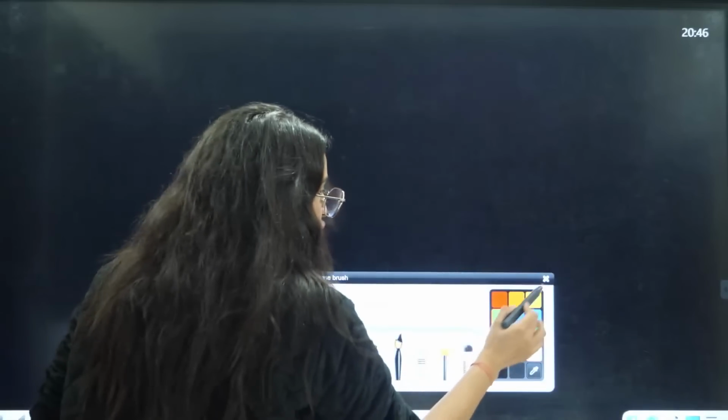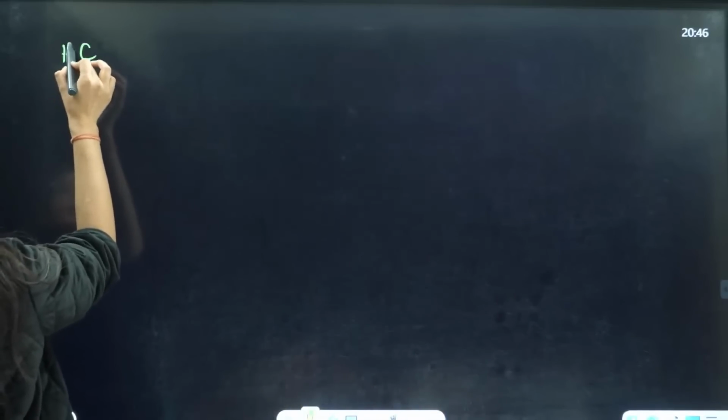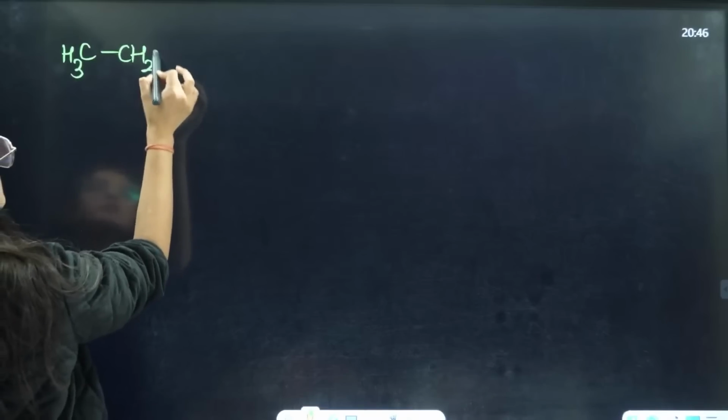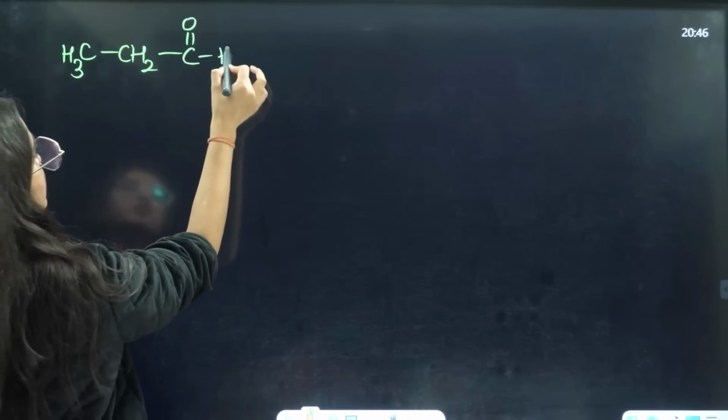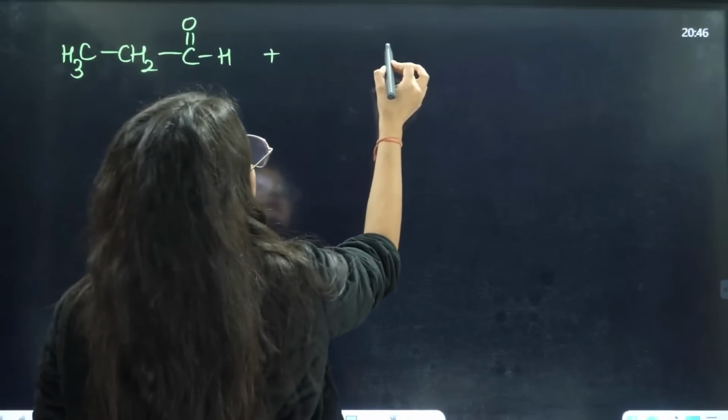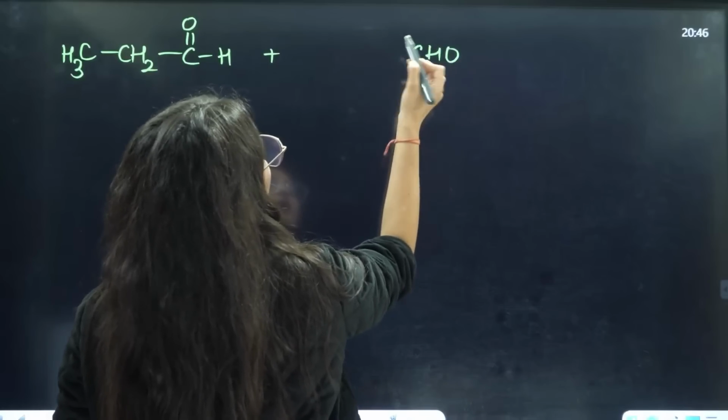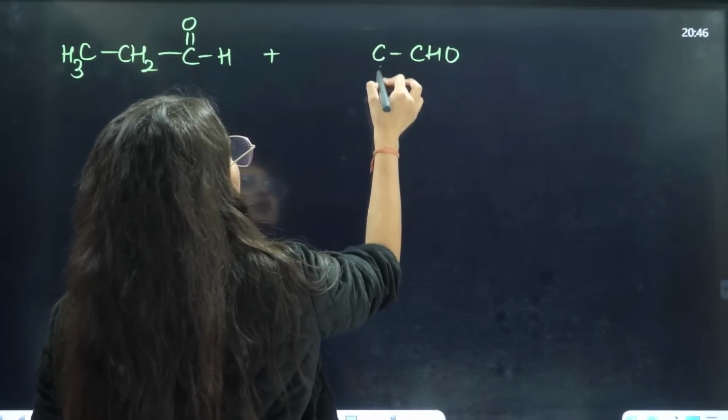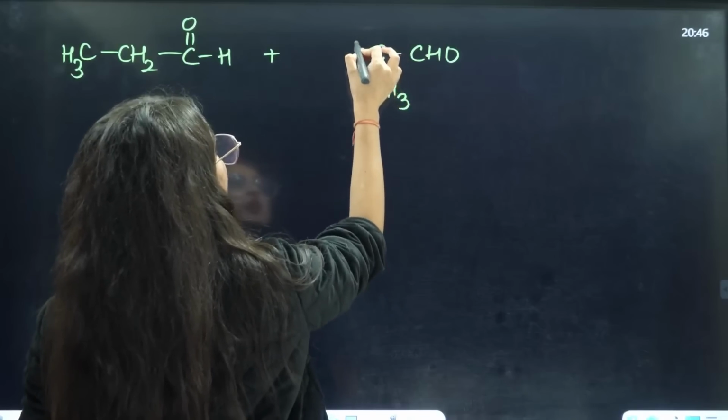CH3CH2, CH3CH2C double bond OH, then you have CHO. What is alpha here? This is alpha, right? So we want to show the alpha part here.